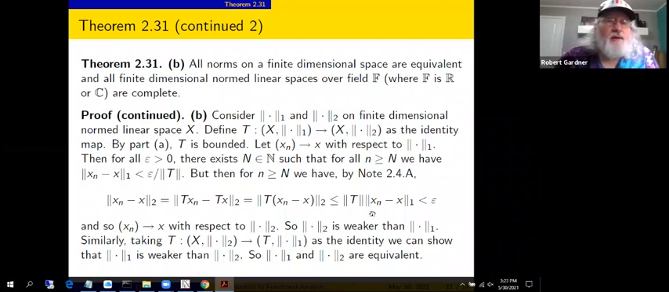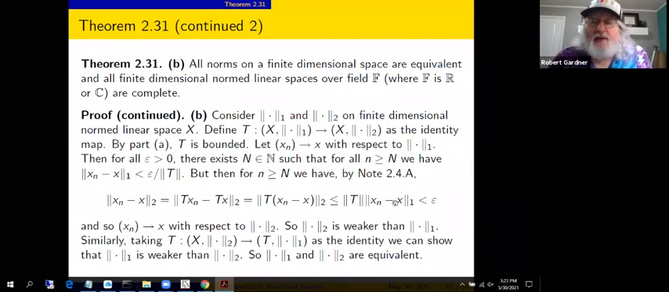And we just said if n is sufficiently large, then this one norm is less than epsilon over the operator norm of T. So if we substitute that in here, we see we get this to be less than epsilon. In other words, if n is greater than or equal to capital N, then the two norm of X sub n minus X is less than epsilon. That is, the sequence X sub n converges to X with respect to the two norm.